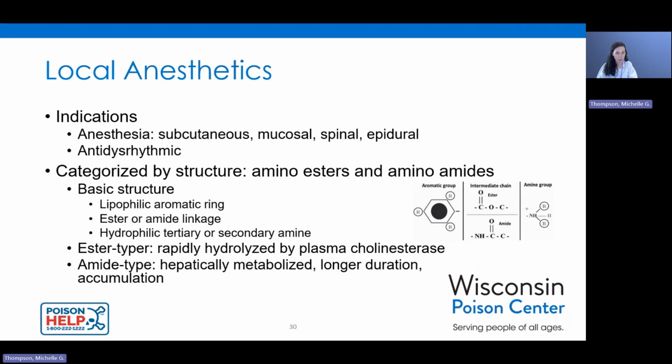These agents are categorized by their structure. They can either be categorized as amino esters or aminoamides. These compounds have the same basic structure, a lipophilic aromatic ring, which you can see here. They then have an intermediate chain, and here we see an ester or an amide, and then a hydrophilic tertiary or secondary amine. The ester type are rapidly hydrolyzed by plasma cholinesterase and have a relatively short half-life in comparison to the amide agents, which are hepatically metabolized, have longer duration, and have a higher risk of accumulation and worse toxicity.